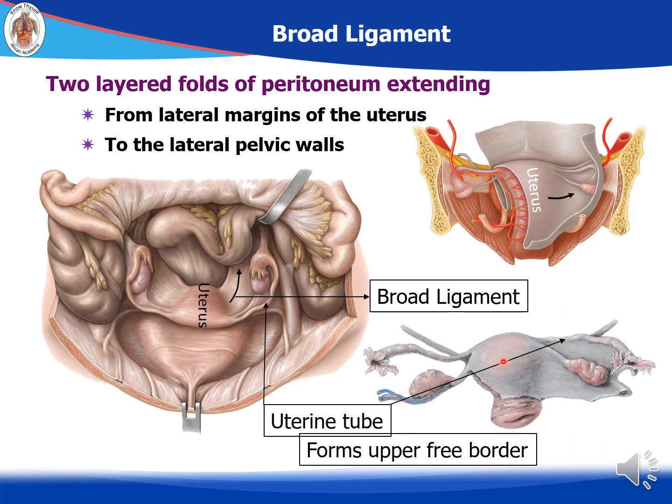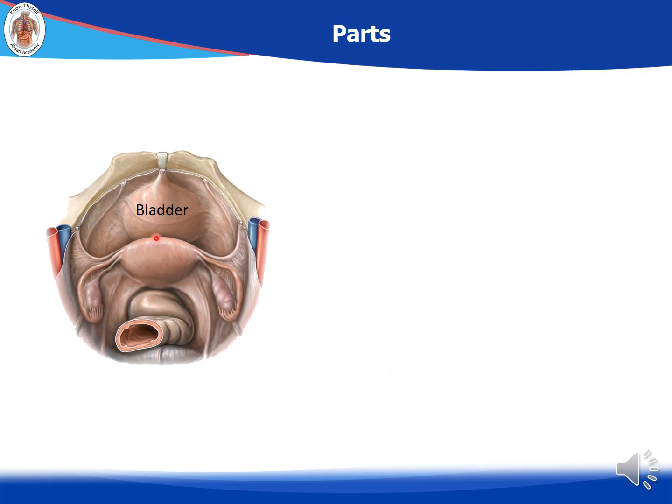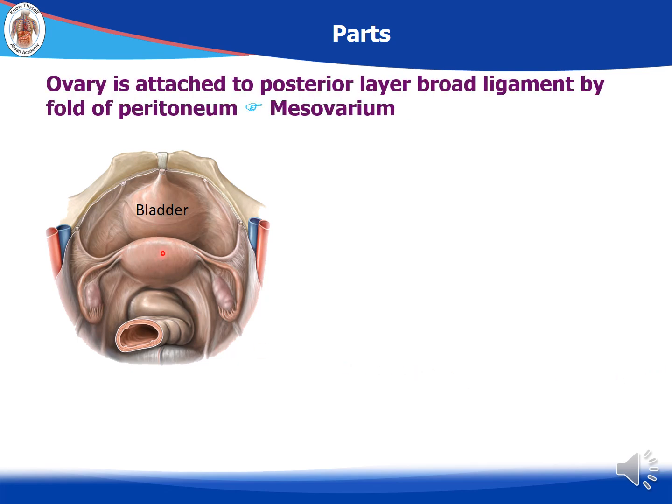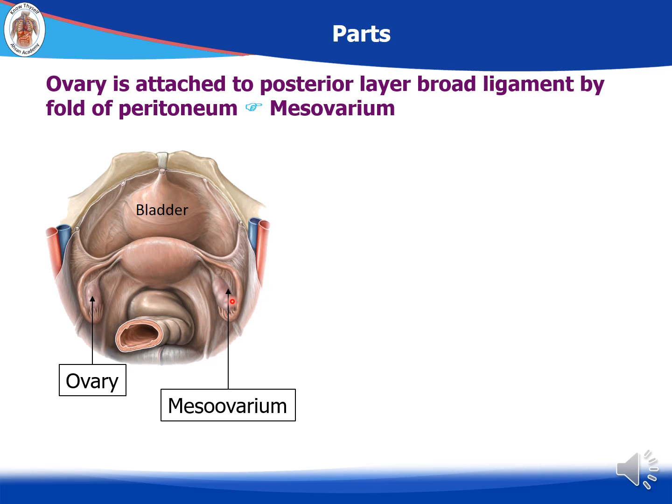You can see this is the uterus. From there the peritoneal fold goes, and the upper limit is formed by the uterine tube. You see this is the uterine tube that is forming the upper limit of the fold. This one is the uterus. You can see this is the broad ligament attaching it to the lateral wall. This is the ovary. You can see the ovary is not within the broad ligament. This is anterior, so it is separated posteriorly.